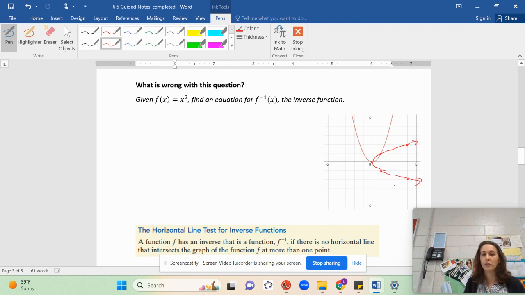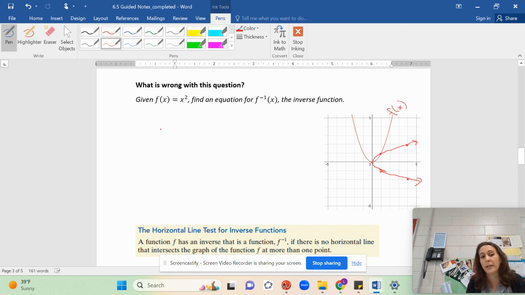If we go back to our definition of a function, what do we know a function is? Well, a function has to pass the vertical line test. And f of x here clearly passes the vertical line test, but its inverse here does not. So the inverse is not a function.